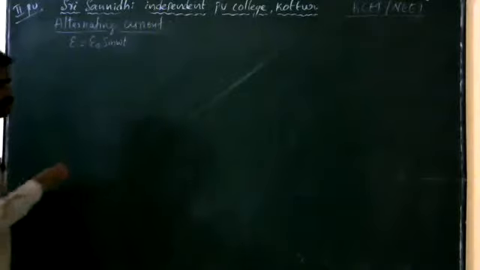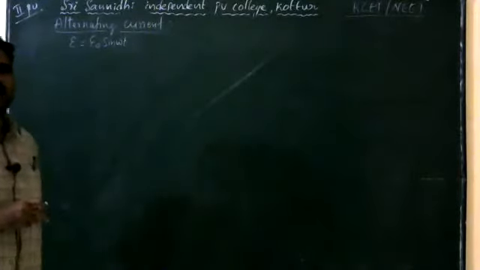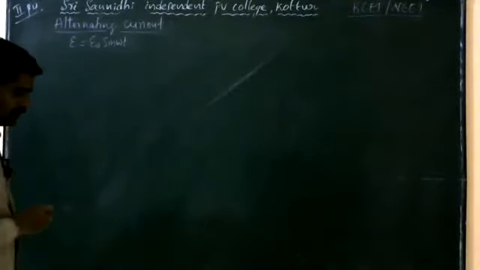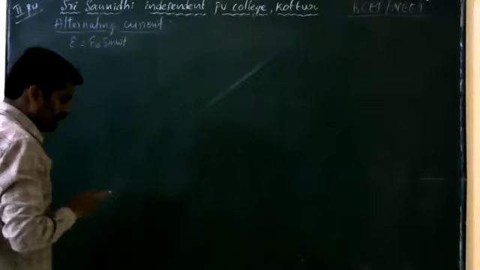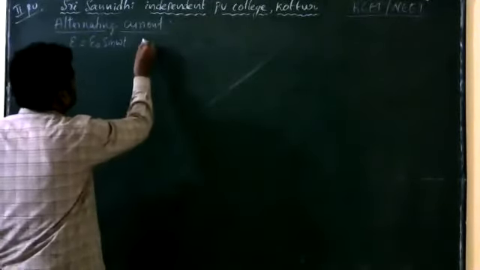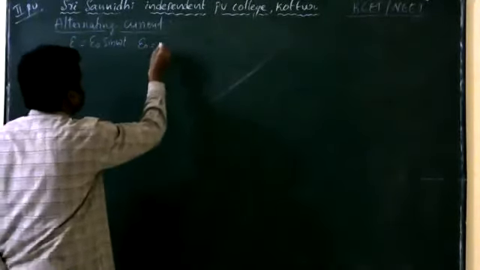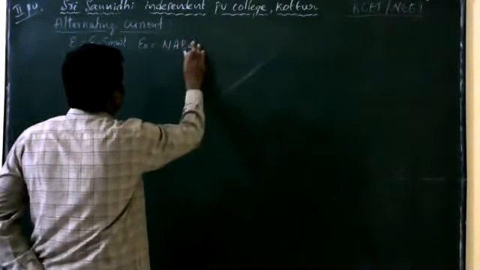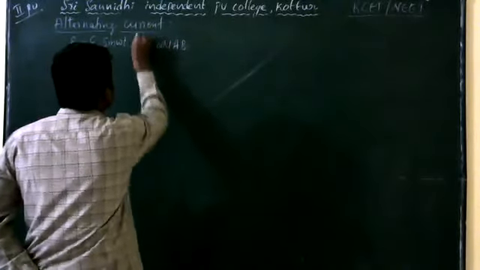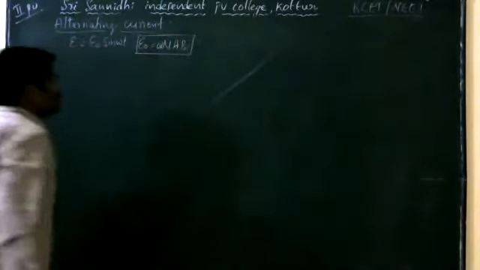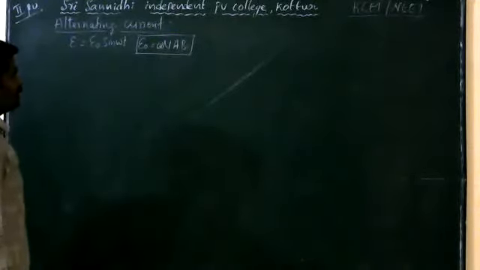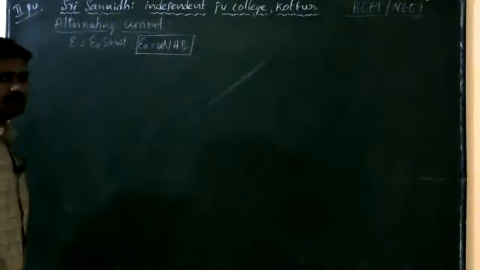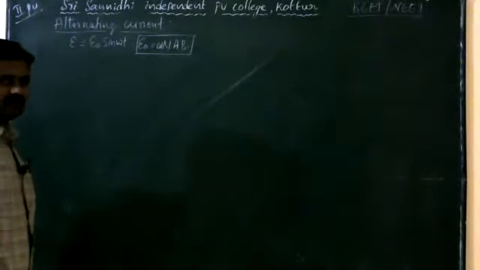Next, the relation between the mean value and the peak value. The peak EMF is e naught = N A B omega, where N is the number of turns.